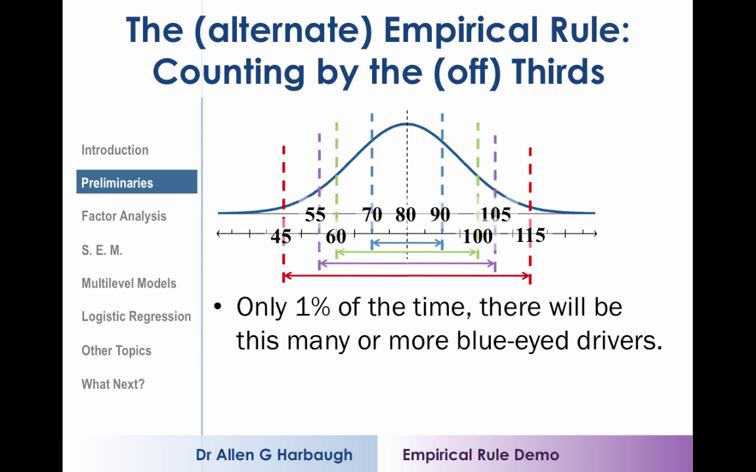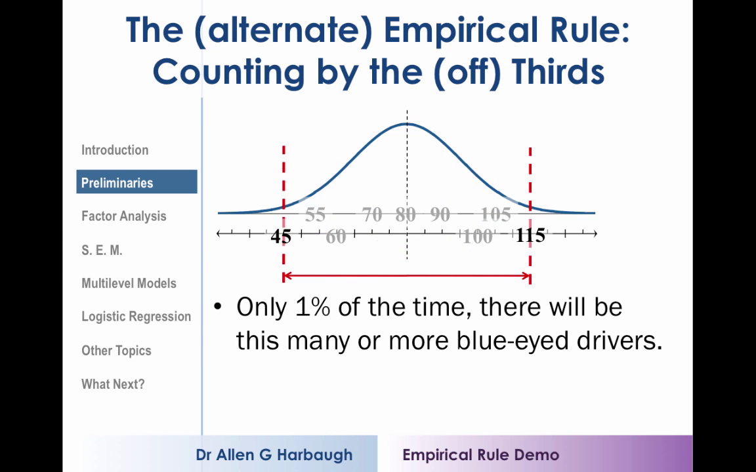And as our last example, only 1% of the time there will be this many or more blue-eyed drivers. Well, again, we recall that 98% of the time, the number of drivers that are blue-eyed will fall between 45 and 115. If this contains the middlemost 98%, 1% would be below 45, and 1% would be at 115 or above. So there would be 115 or more blue-eyed drivers only 1% of the time.